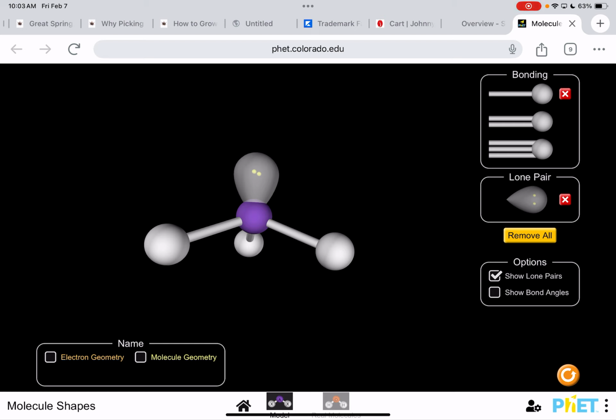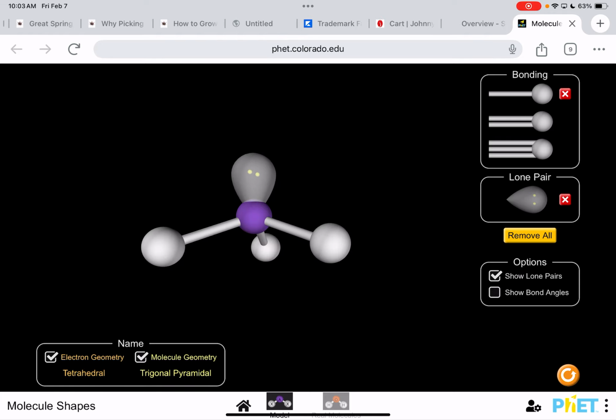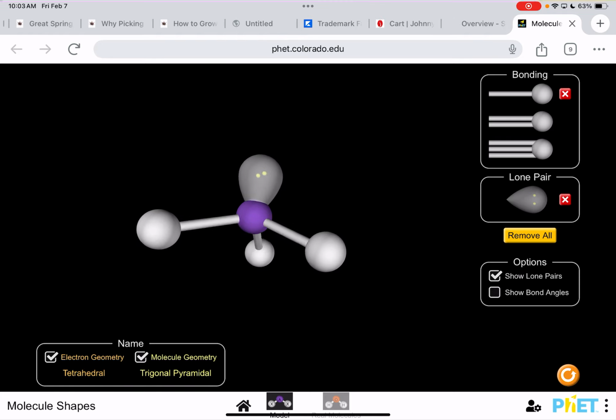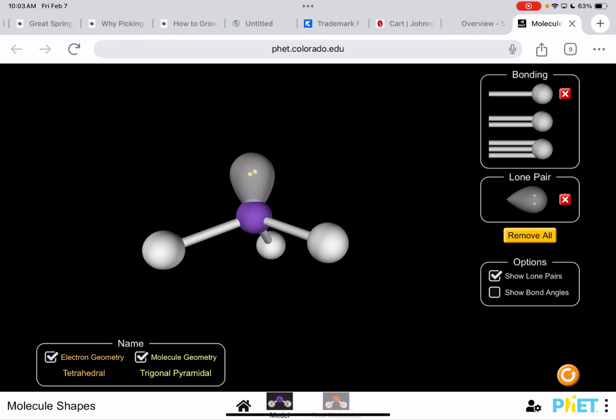Molecular geometry then has to kind of trace the shape of the atoms themselves. The electron pair, the lone pair, affects the shape, but we don't look at it, we don't visualize it when we say the name of the shape. So the molecular geometry here is trigonal pyramidal because those atoms make a pyramid shape. The lone pair is there, but we're not thinking about it in the shape of the molecule. It's just influencing the shape of the molecule.